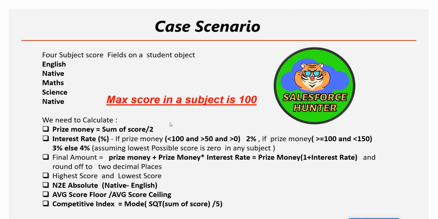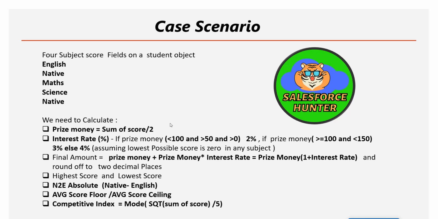Because there are 4 subjects, the maximum marks they could get is 400, and 400 divided by 2 is 200. Prize money can never go over 200. Okay, that's why I'm saying 200. And we are assuming the lowest possible score a student could get is 0. There is no possibility that a student could get a negative mark.